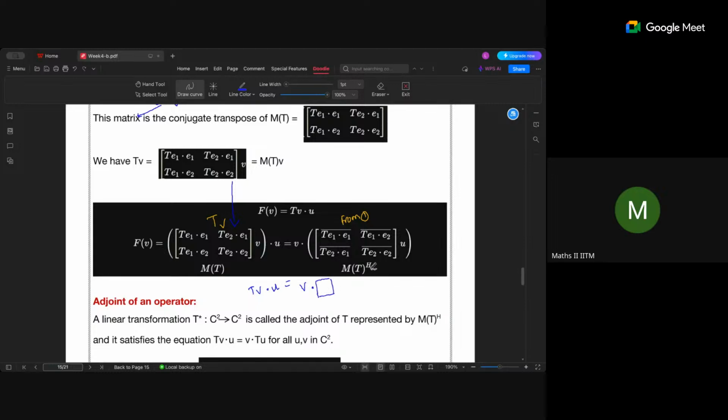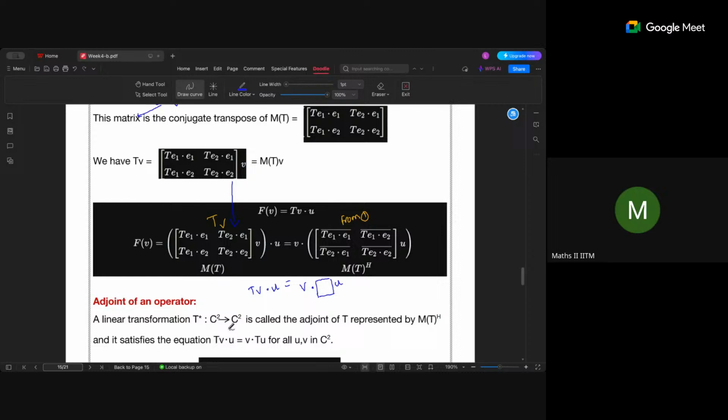Like matrix representation of some transformation, you don't know what the transformation is. This is a matrix you have, you don't know what transformation it is representing. Here this is M of T, and what is this representing, you don't know yet. So I have just put a box. I will tell you the name of this right now. That is called the adjoint of the operator.